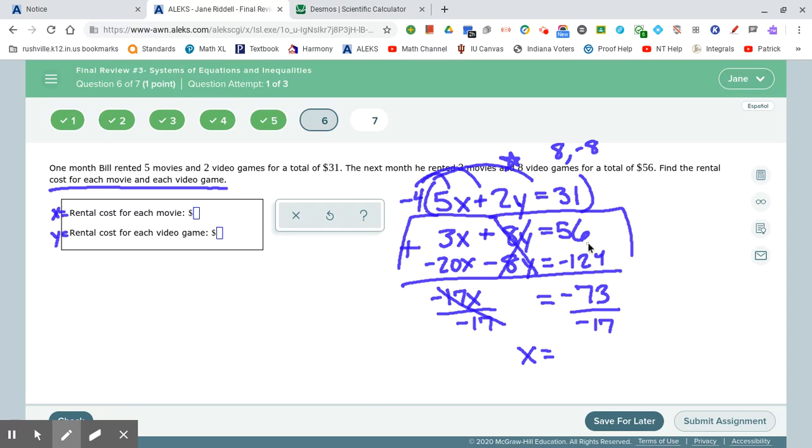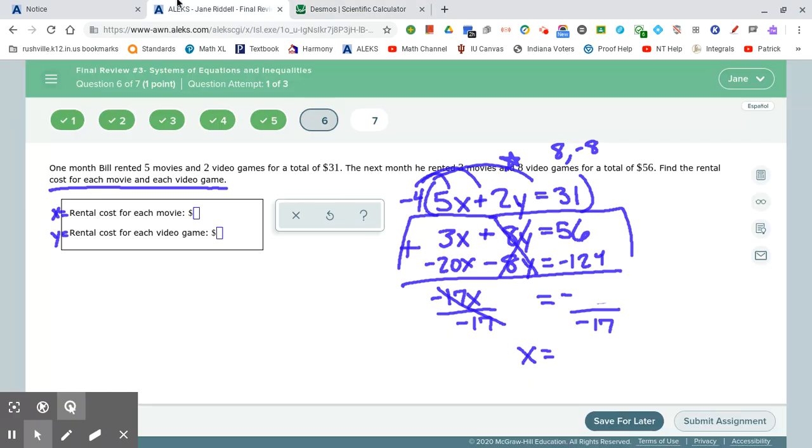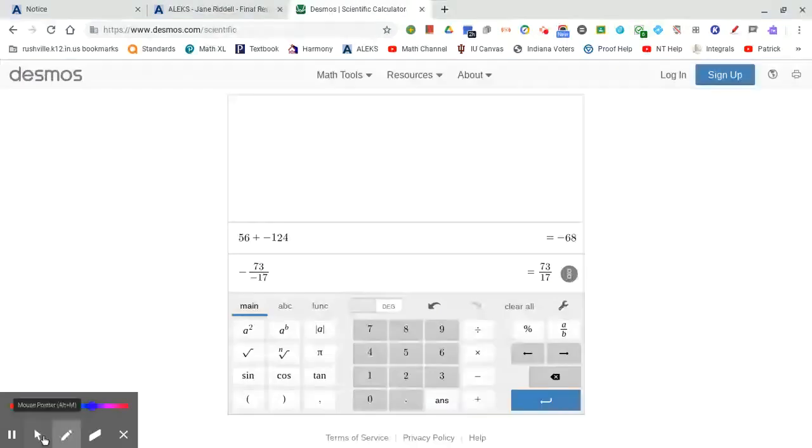And this is the point of homework, is to try it on your own, to do the process, to practice, practice, practice. And when you make mistakes, which will happen, hopefully you're using pencil and eraser, erase it and figure it out. All right, so that means that this number is going to change. Instead of being a -73, I need to go back to my calculator and figure out what is 56 plus a -124. That's a -68. So this is going to be a -68 right here. And then divide that by -17, and let's see if that's going to be a nicer number.